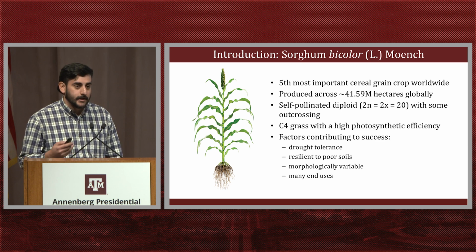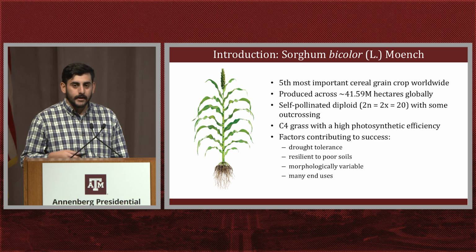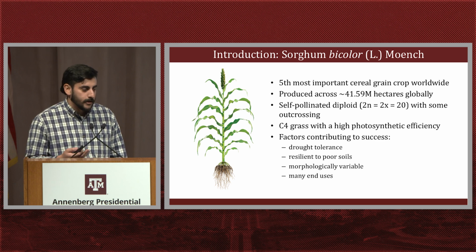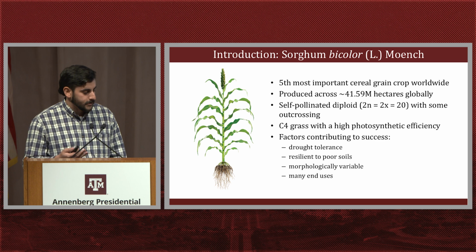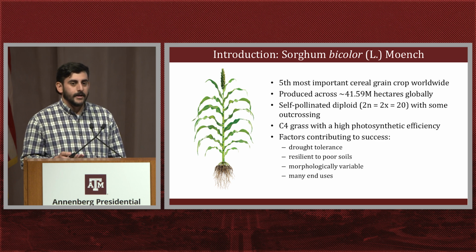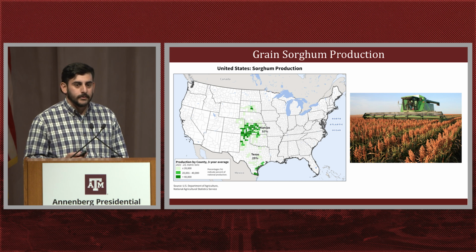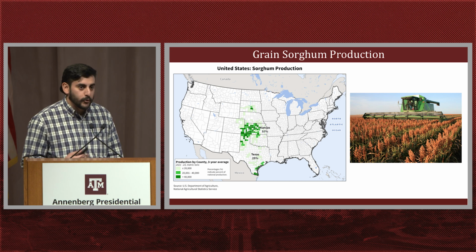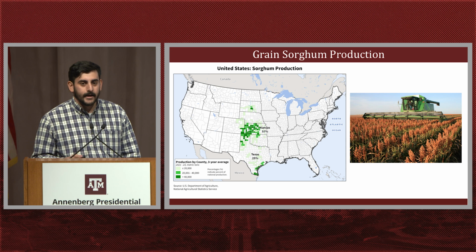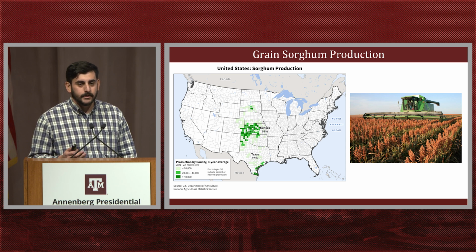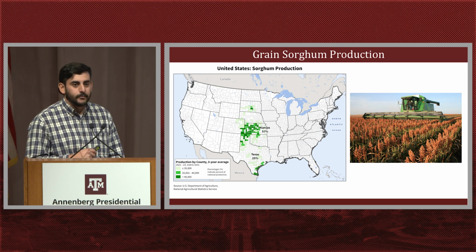And the factors that contribute to its success all over the world, and especially here in the US, are its drought tolerance, resilience to poor soils, and the morphological variation that contributes to its many end uses. But today we're just talking about one end use. It's just grain sorghum. And that production happens primarily in Kansas as a hybrid crop. Kansas is the biggest producing state. But Texas is number 2.